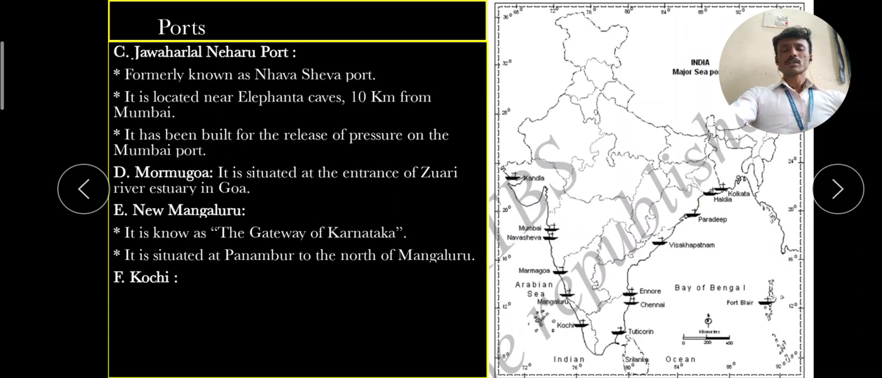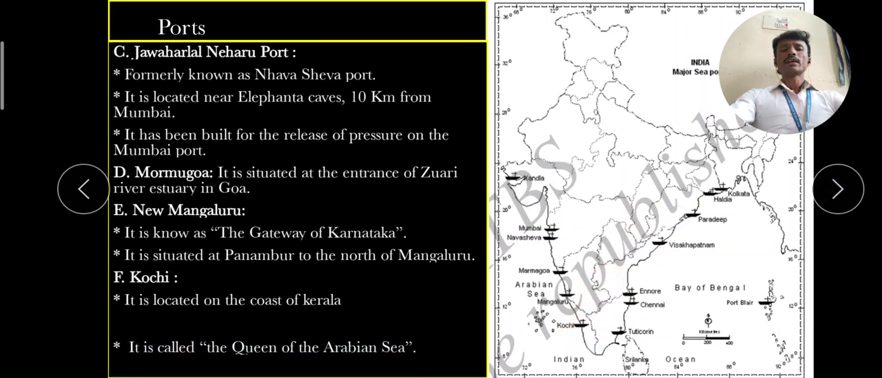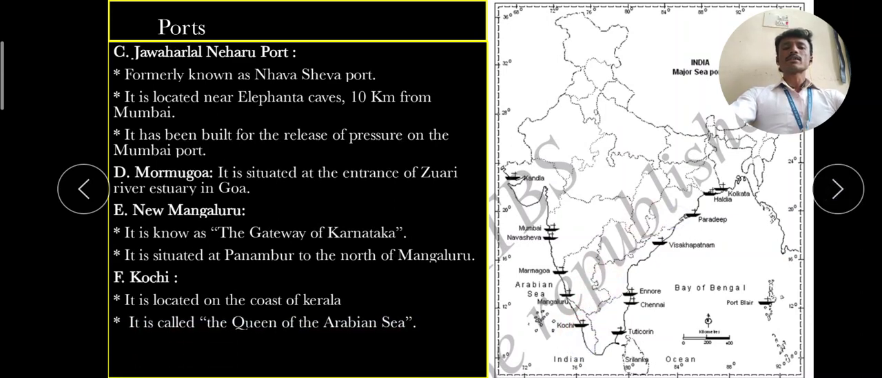Now the last one, the sixth port, is Kochi or Cochin. It is located on the coast of Kerala. So this is, dear students, the coastal area of Kochi in Kerala, and it is also called the Queen of the Arabian Sea.